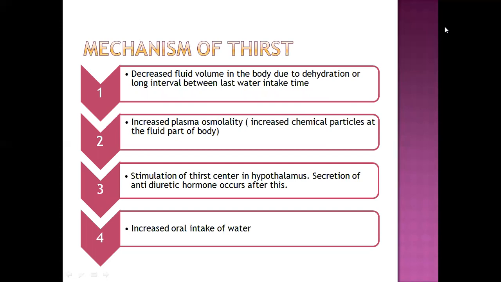There is decreased fluid volume due to many causes: disease condition, dehydration, long interval between the last water intake. It increases the plasma osmolality, that is increased chemical particles in the fluid part of the body. After that, the hypothalamic center of thirst is stimulated and antidiuretic hormone is secreted. After the secretion of antidiuretic hormone, there is an urge to take water and we orally take the water.